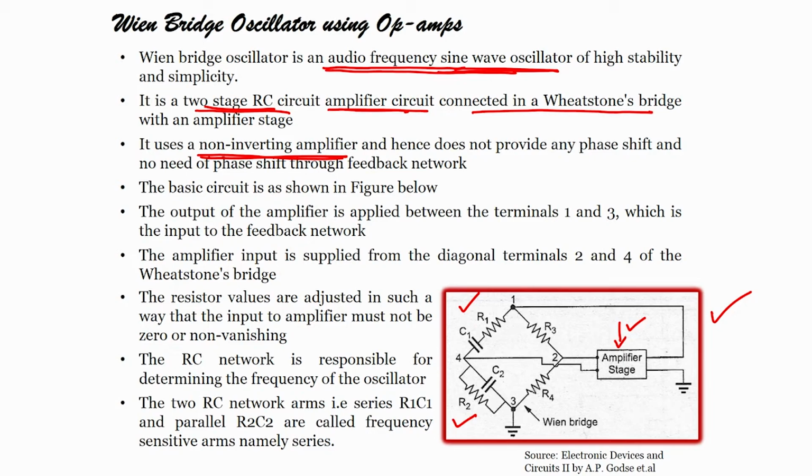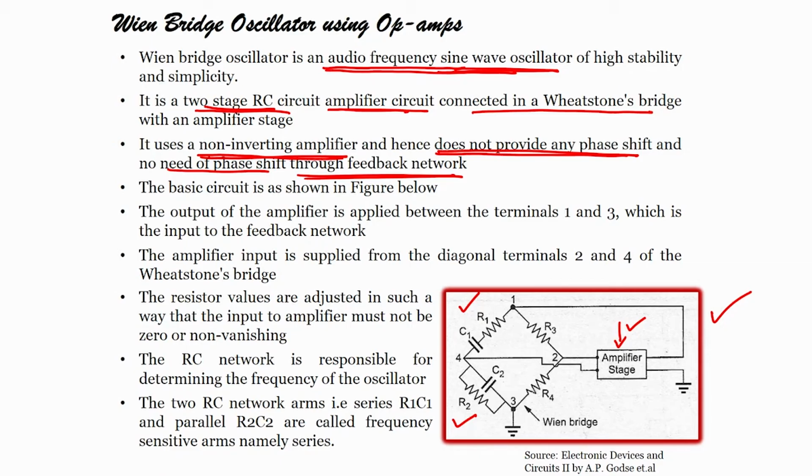So, it uses a non-inverting amplifier, hence does not provide any phase shift. So, there is no need for phase shift through the feedback network. Since the amplifier has no phase shift, the feedback network should not provide any kind of phase shift either. The circuit is shown here.